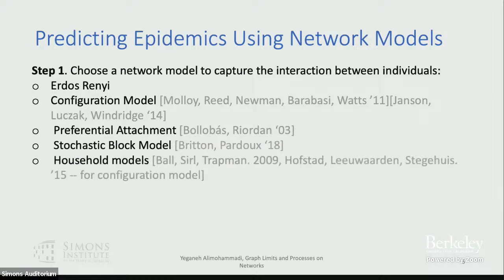So there are models to capture that, for example, the household model, to add loops or local structures to the graph. I'm just saying this long list to say that there are many choices to make in this first step to model the interaction between people. And it's not really obvious which of these is the right one.